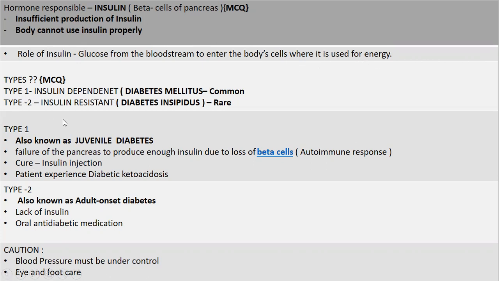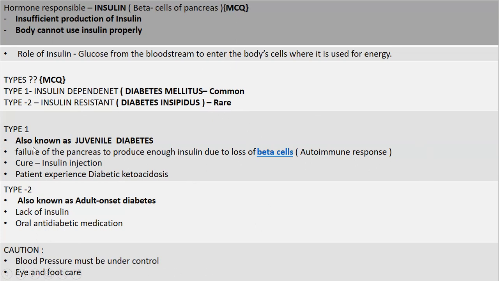Then we come to the types. Actually, there are a total of 7 types, but we normally study only 2 types. First is insulin dependent, which we call diabetes mellitus, and the type 2, insulin resistance, or diabetes insipidus. The common one is type 1, which we already see in our day-to-day life among our neighbors or family members, and the insulin resistant type is very rare.